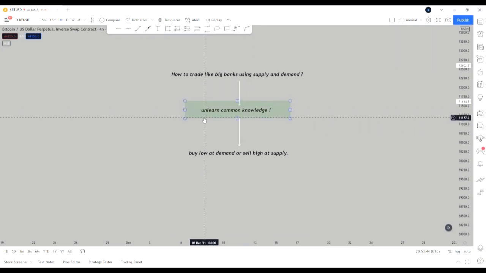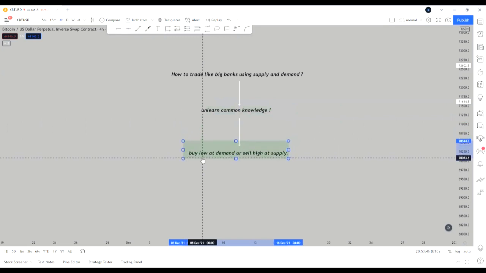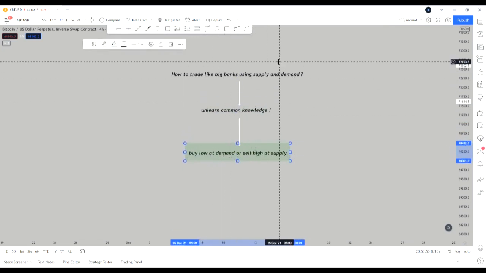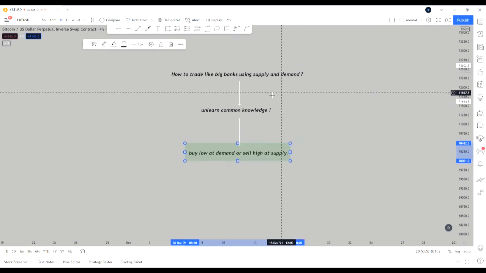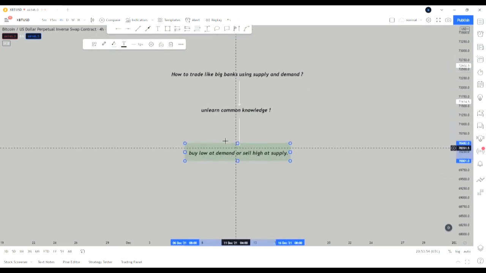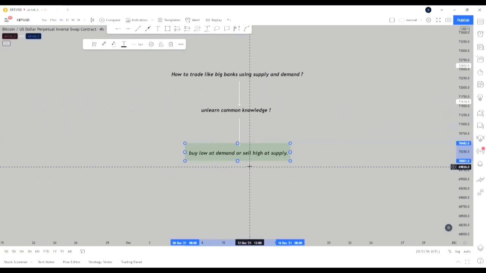It's just like anything else. We have to buy low, or in this case, since we are using supply and demand, we have to buy where there is demand, or sell high, which means at supply.